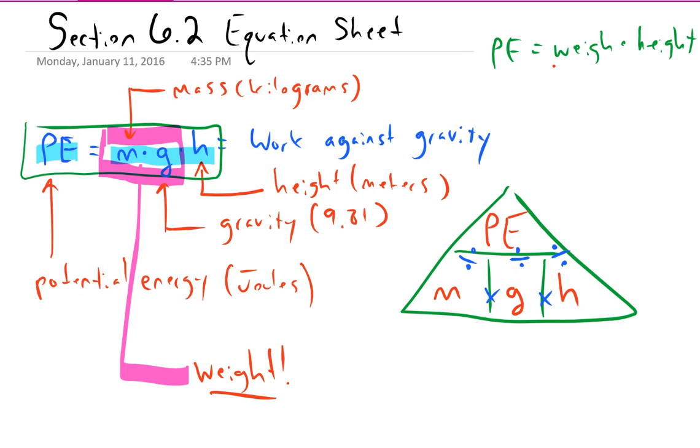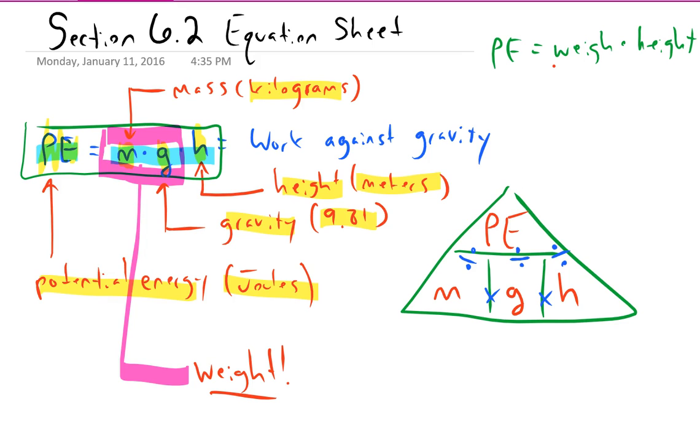Okay, so looking at our equation here, let's look at all the pieces that make it up. So potential energy is measured in joules. Mass, the M, is measured in kilograms. G is gravity, which in the video says is 9.8, but we've been using 9.81, so pretty much the same thing. And H is our height, which is measured in meters. So this is our basic equation. Potential energy equals mass times gravity times height.